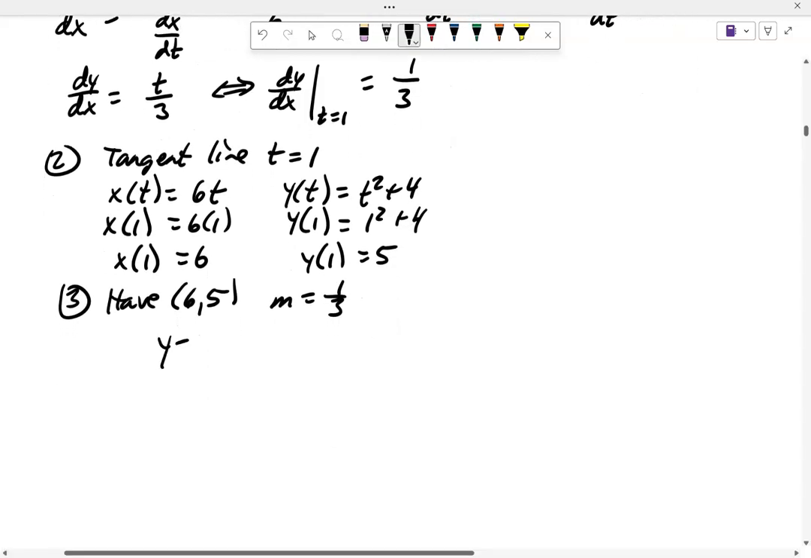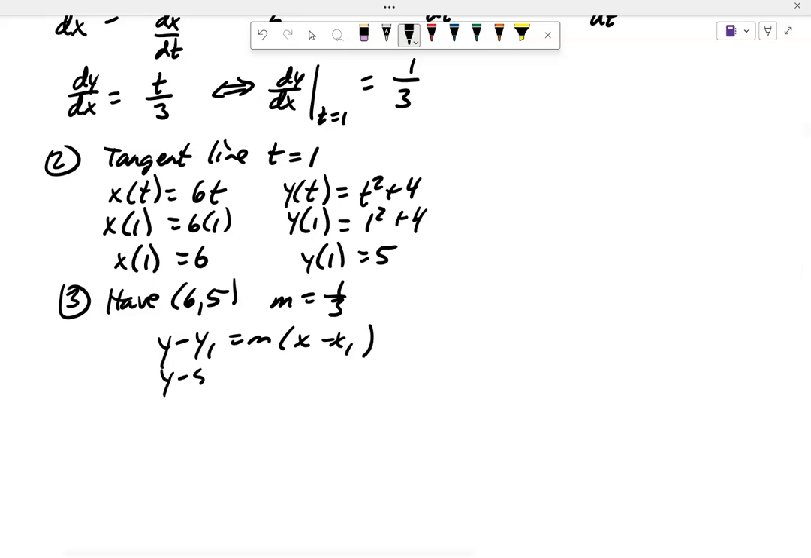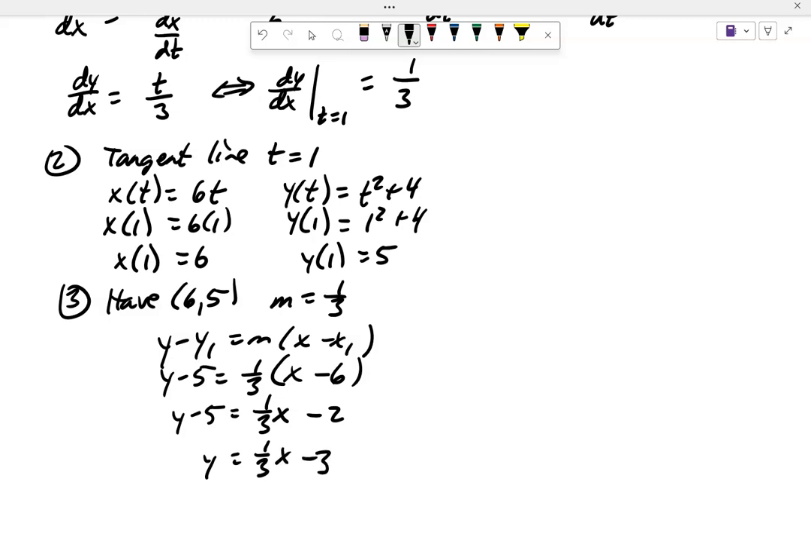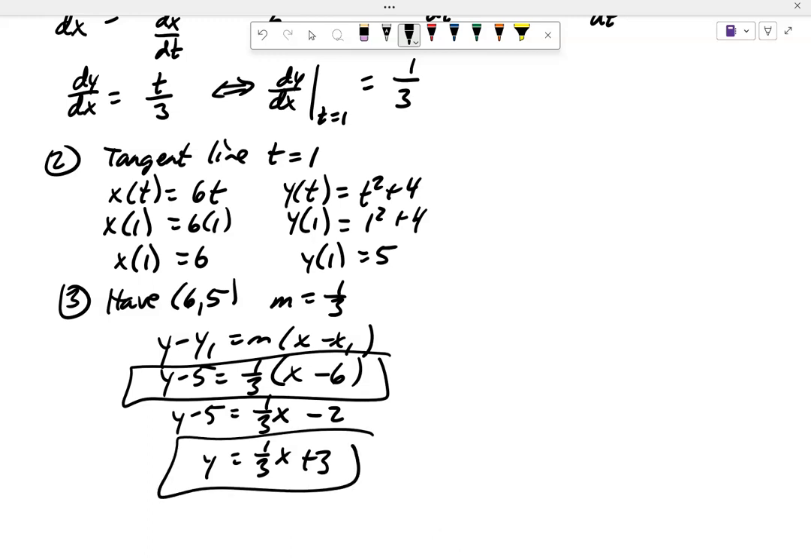So y minus y1 equals m times x minus x1. So y minus 5 equals a third, x minus 6. Or if you want to expand that, y equals 1/3 x plus 3. So either of those would work to be the equations of that. And you know what? Let me give you a visual of this on Desmos.